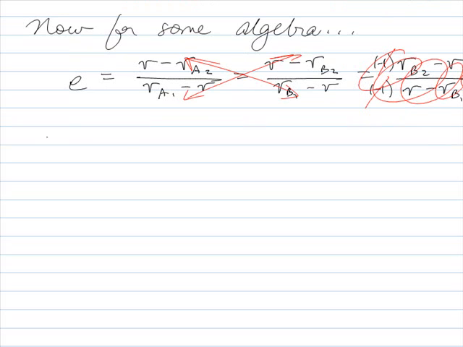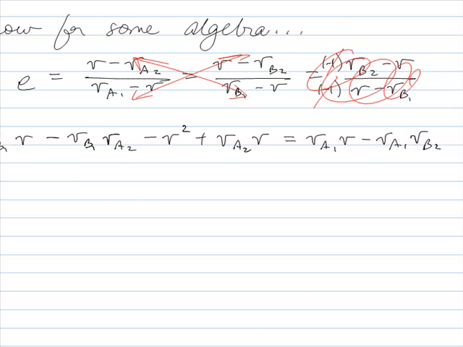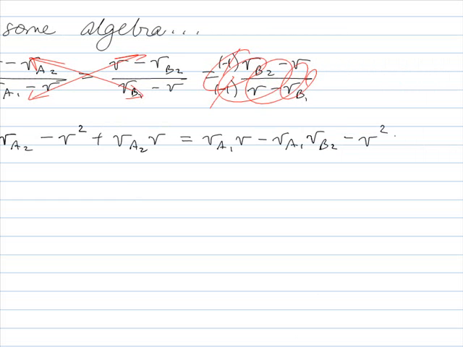Okay. So I've got VB1 minus V times VA2 minus V squared plus VA2 V. And that's going to equal VA1 V minus VA1 VB2 minus V squared plus VB2 V. Alright, and these cancel out.